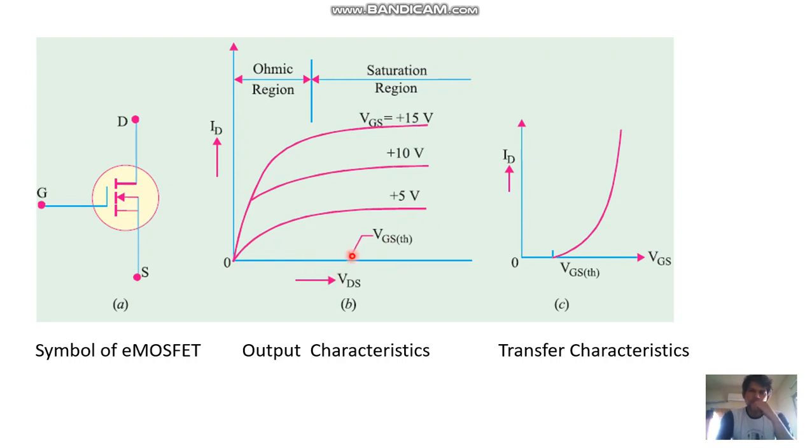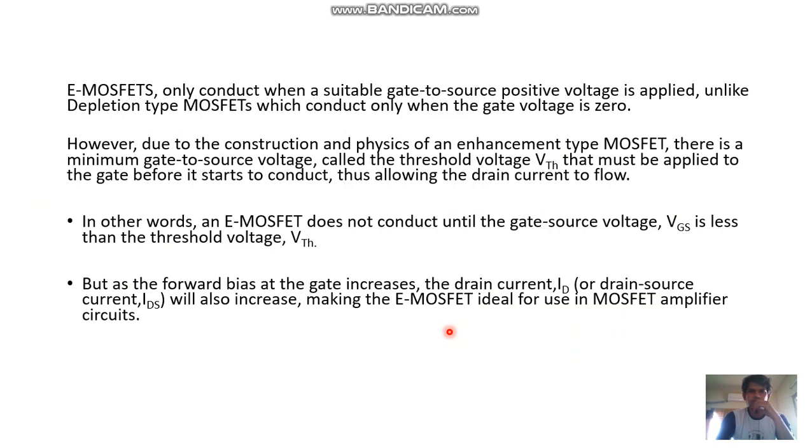And this is VTH. This is not 0. VGS is equal to VTH, that is this voltage. This is the minimum voltage where the drain current starts from 0. From here it starts. If you increase the value more than this, 5, 10, 15, the drain current keeps on increasing like this. See some points about the E-MOSFET. It conducts when a suitable positive gate to source voltage is applied, unlike the depletion MOSFET which conducts even when the gate voltage is 0.